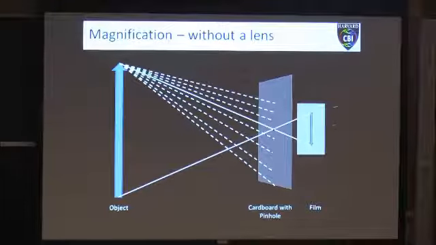Now, what would we do if we wanted to magnify this object and make it bigger? Two things that we can do. Put the film further away. Sorry? Put the film further away. Put the film further away, exactly. That's the one that I didn't anticipate. What's the other thing that we could do?